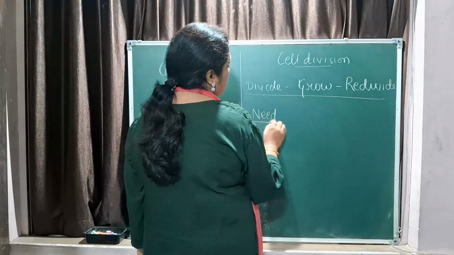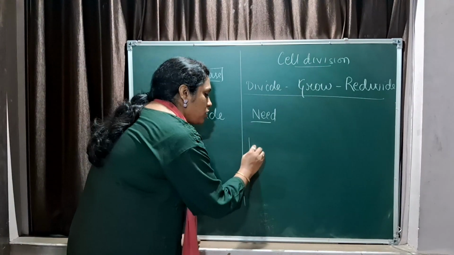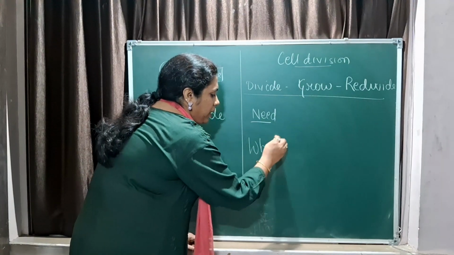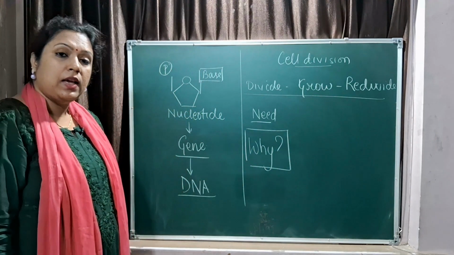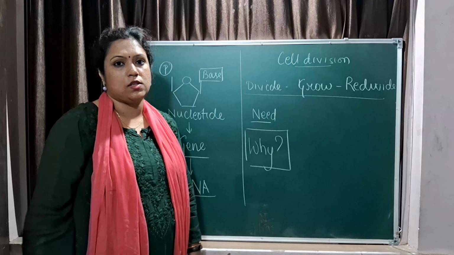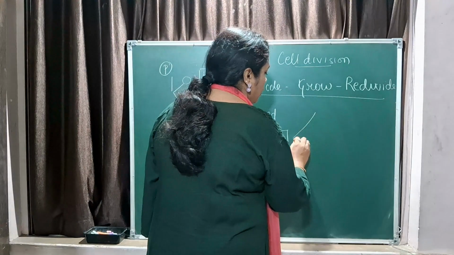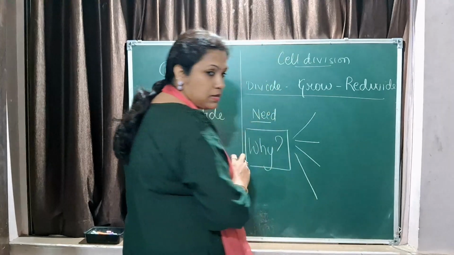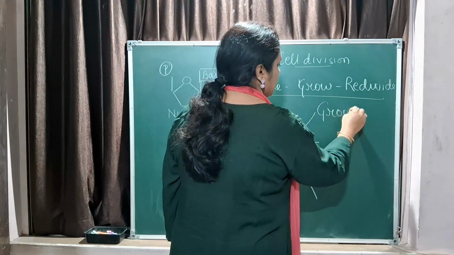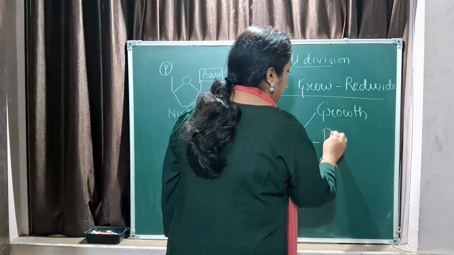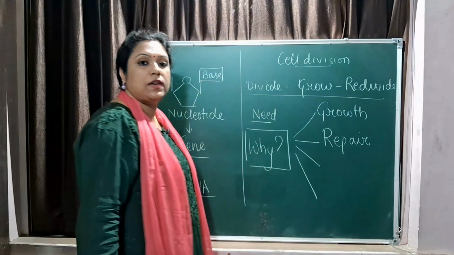Now children, since you are the students of science, one question should always come to your mind, that is why something happens. If I say the cell divides, the question should be why the cell divides. Now cell divides because of certain reasons. What are those? The growth. Then you have repair. The wear and tear of tissues takes place. So it's very much required.